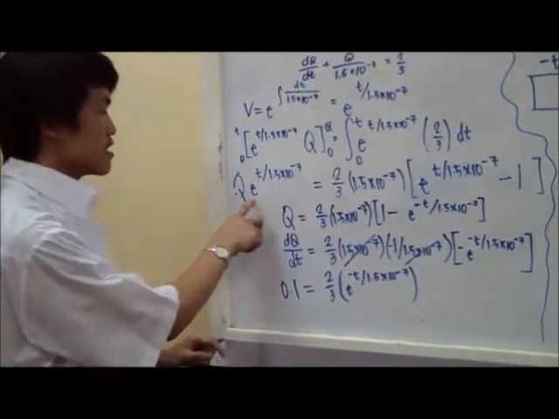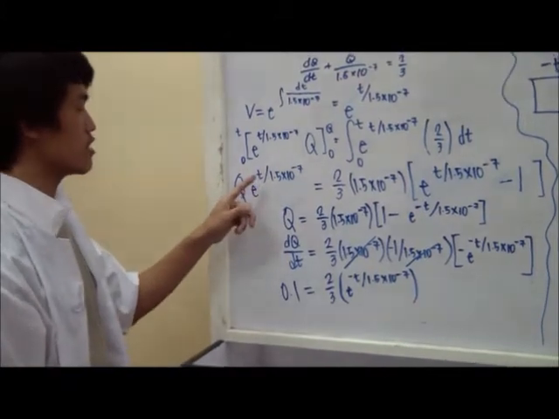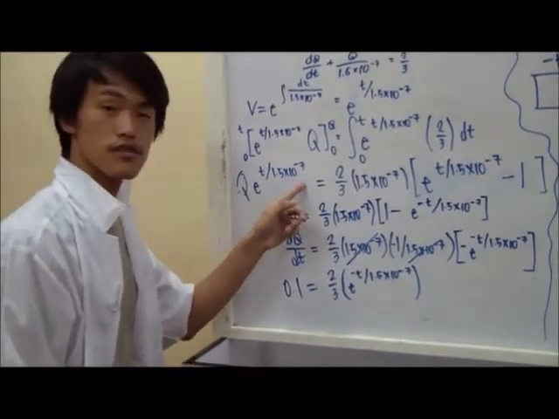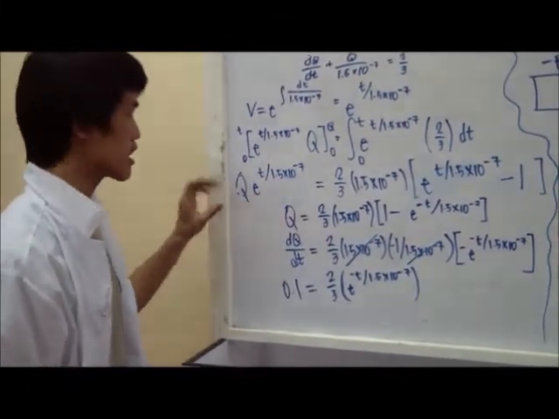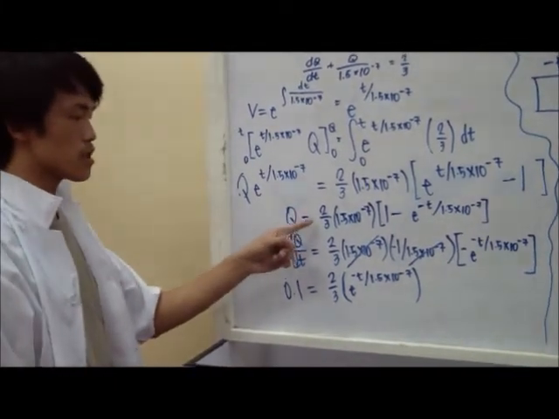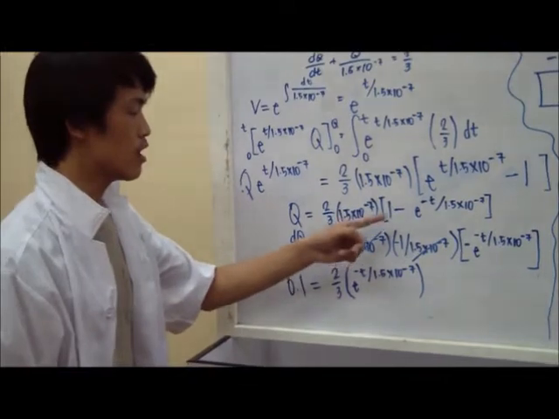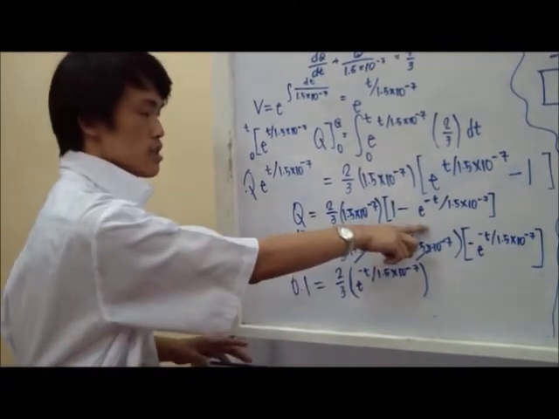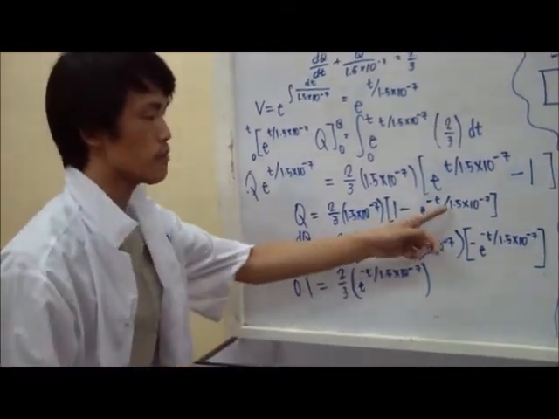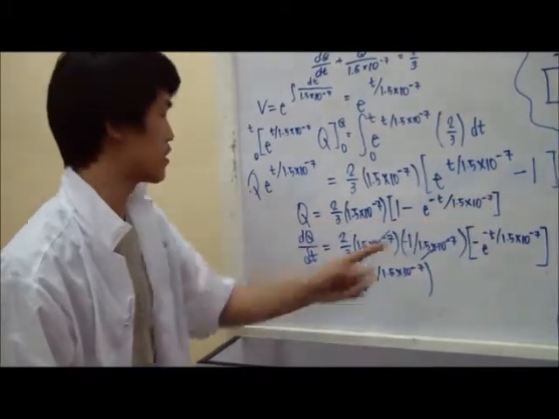Now, we divide the equation by e raised to t over 1.5 times 10 to the negative 7. We'll get the value of q, which is equal to 2/3 of 1.5 times 10 to the negative 7, 1 minus e raised to negative t over 1.5 times 10 to the negative 7.